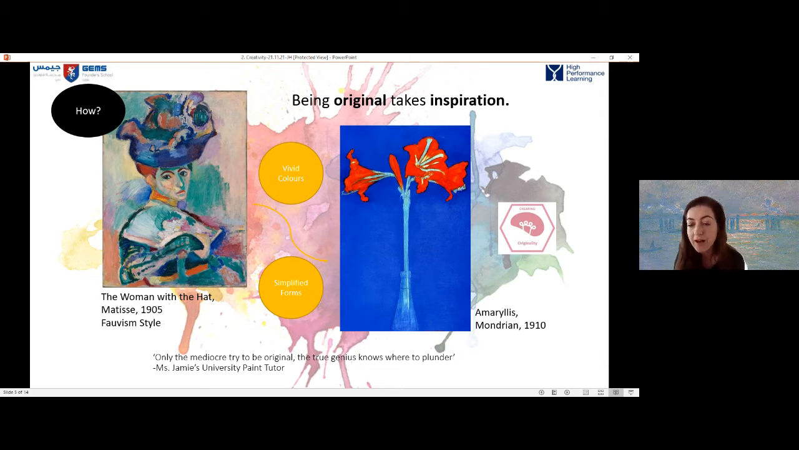So a quote that I was told a lot of the time throughout my experience in art college was that only the mediocre try to be original. The true genius knows where to plunder. So basically what that means is you don't need to keep trying to make something new. Something new will come from looking to others. And it actually takes the pressure off a little bit when you just realize, okay, so actually being original isn't this magic thing. There's steps to it. I can look at other people, I can take inspiration, I can change it around and use it in my own way. Next slide, please, Marlene.